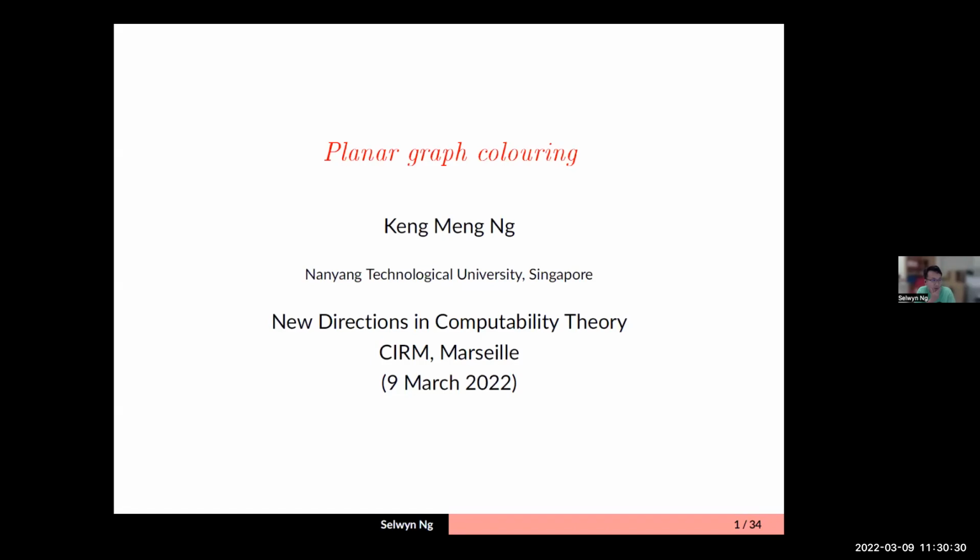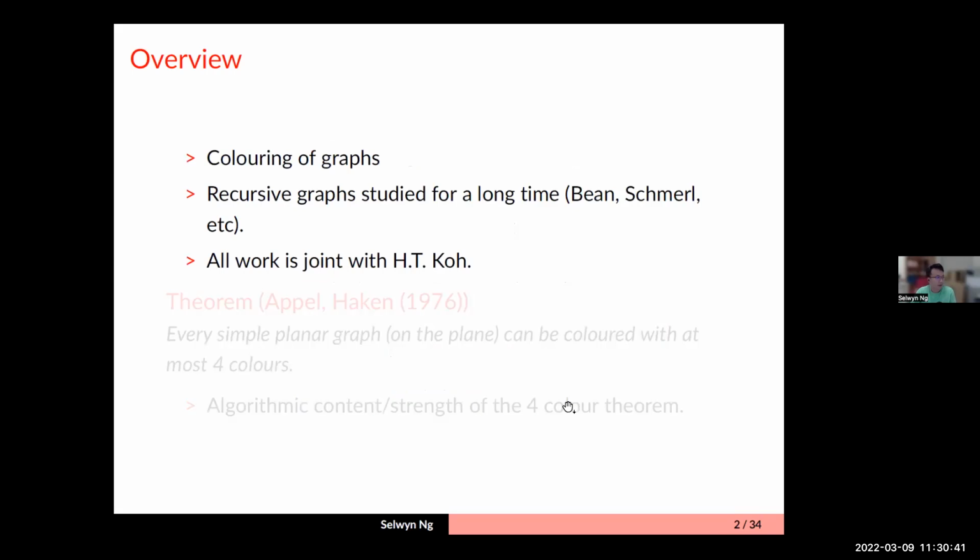So what I'm going to be talking about today is the coloring of graphs. We've had just slightly over half the talks in the conference, and it's been a very good series of talks so far. Yesterday, I think Linda spoke about coloring of graphs, but at the level of Borel. So what I'm going to do today is go at the level of Weak Kőnig's lemma.